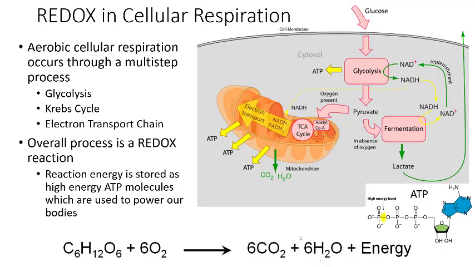So the overall process that's detailed in this equation down here on the bottom is a redox reaction, where the reaction energy is stored as high energy ATP molecules, which are used to power our bodies. And so we have glucose reacting with oxygen to give us carbon dioxide, water, and energy. So if we take a look at this cellular respiration, this is actually an oxidation reduction, or a redox reaction.